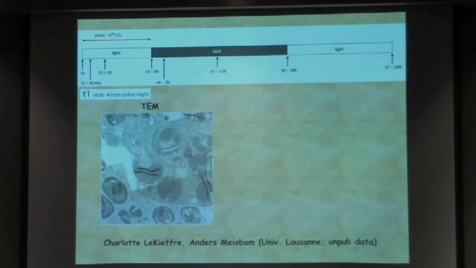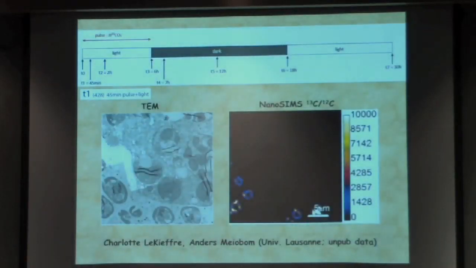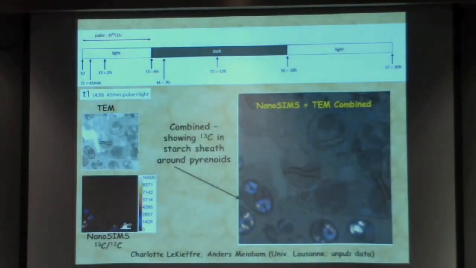Then she took this section, which was sitting on a copper grid, put it in the nanosims, and scanned it for C13. And what she got was that. Then she overlaid that onto that, and what you wind up with is that. So you are now looking at the starch sheath sitting around the pyrenoids. After 45 minutes, you can see the carbon that has accumulated and exactly where it is.